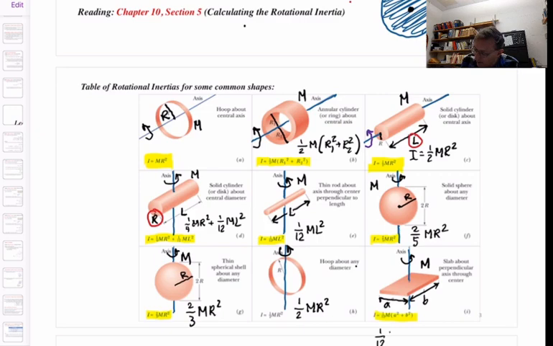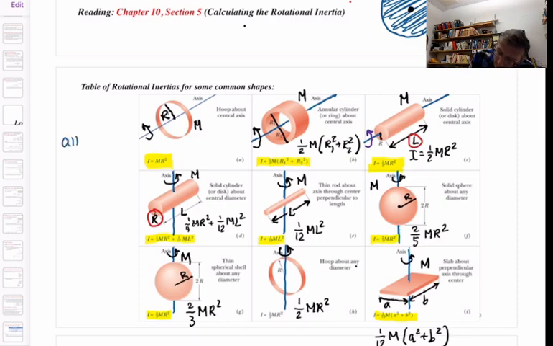1/12 total mass times width squared plus length squared. So we will use that if we have a shape like that. Now, one thing to note about all of these values in this table, these nine values, all these axes of rotation pass through the center of mass of the object. Let's note that.